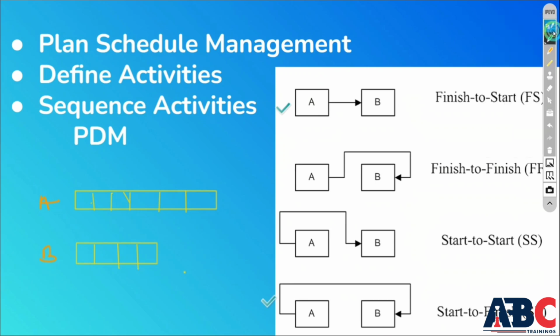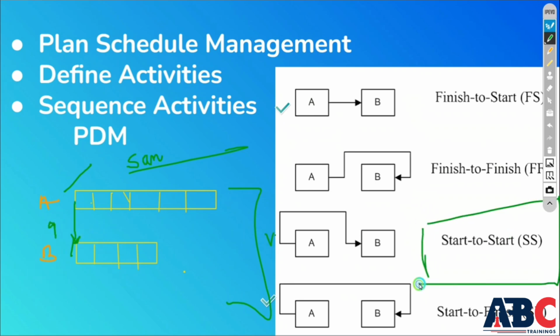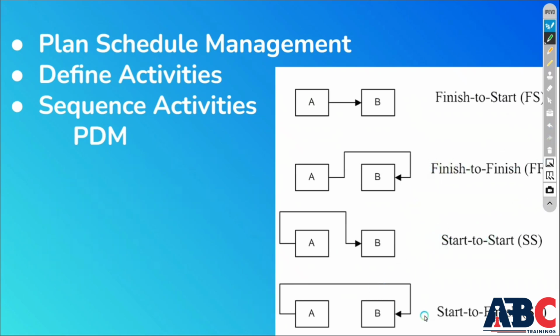Now see here, when you are creating an activity, if the start date of both A and B is the same, then the project is starting on the same date, but the end date is variable. So what we will call this is start to start: the starting date will be the same for activity A and activity B.